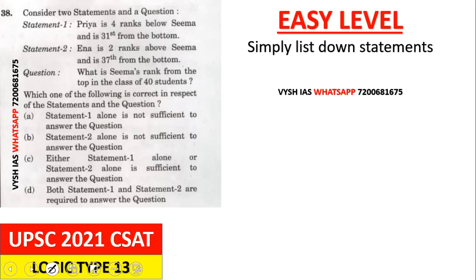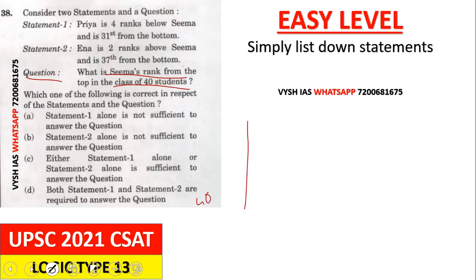Now this one. Priya is 4 ranks below Seema. How will we draw? We'll draw a straight line like this. Priya is 4 ranks below Seema and 31st. First we'll read the question, then it will be easy. What is Seema's rank from the top in the class of 40 students? Okay, 40 students we have. That is the thing I was looking for.